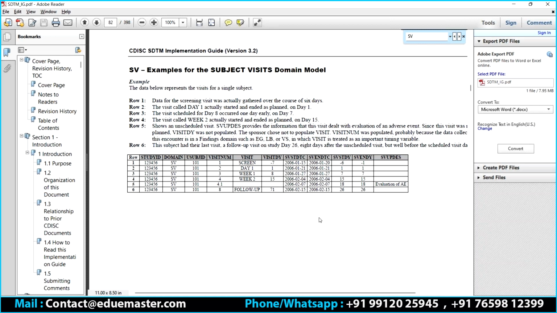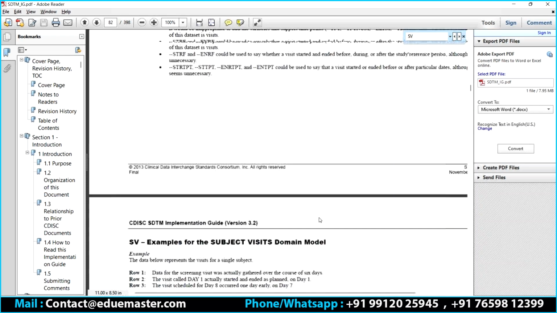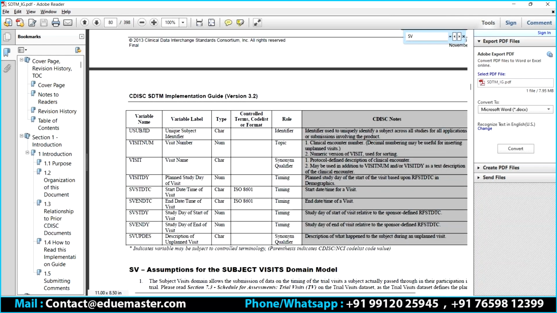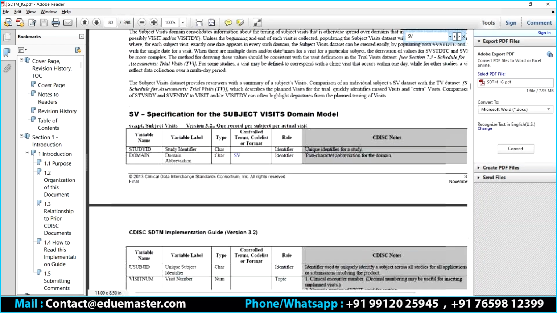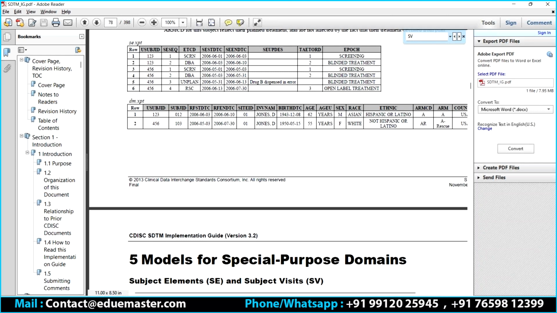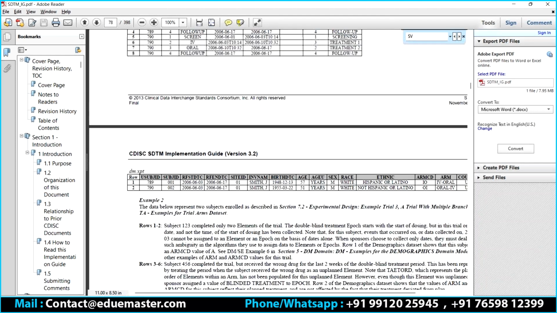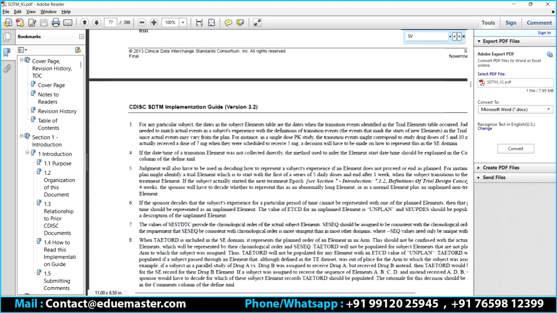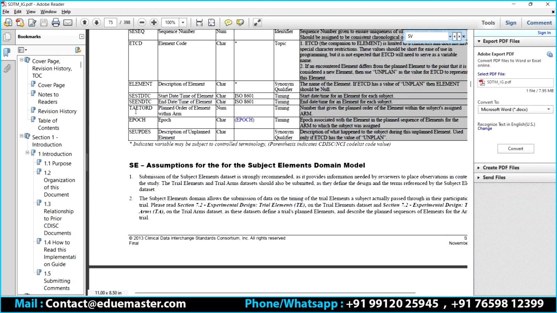You can see this is the implementation guide. In the implementation guide, you don't find epoch. The epoch will be part of your SE. This is your subject elements, correct? If you go to your subject elements, under the subject element, you can see epoch. That is our next domain.